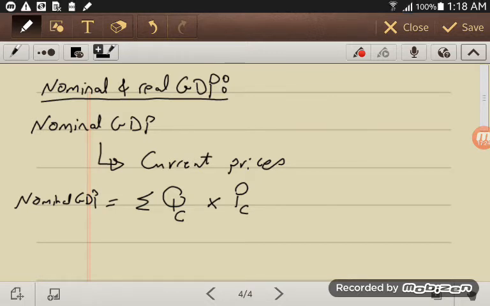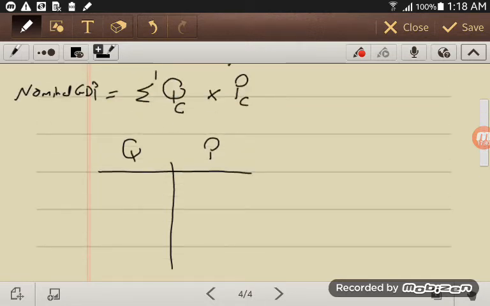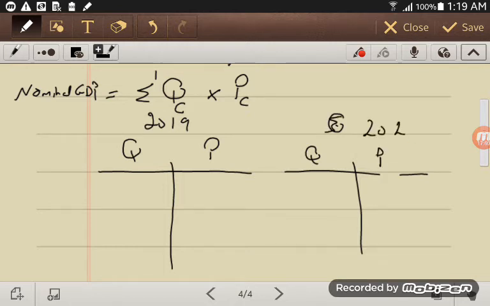So say for example you would like to calculate nominal GDP if you are given the following. This is the quantity and the price for year 2019 and quantity and the price for year 2020. Okay, let's assume that the country is going to produce just two commodities, Pepsi and the chocolate.